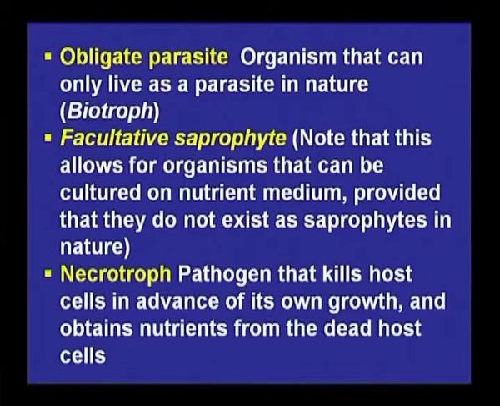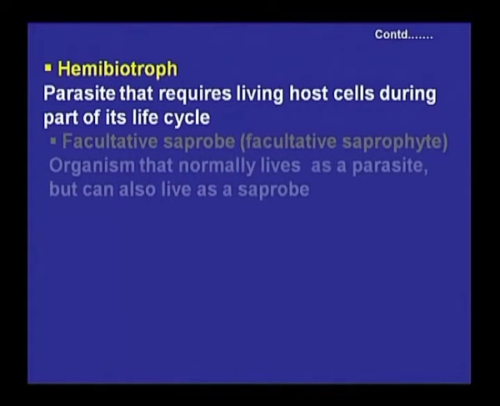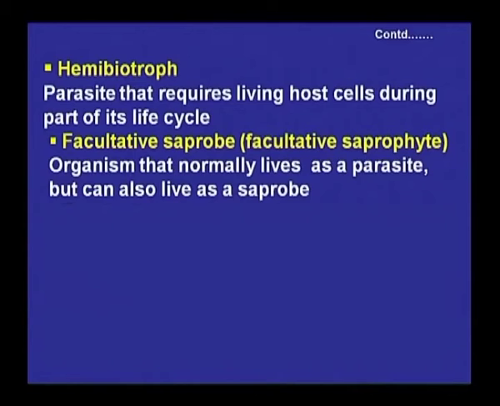Necrotrophs are those pathogens that kill host cells in advance of their own growth and obtain nutrients from the dead host cells. Then hemibiotroph: a parasite that requires living host cells for completing part of its life cycle is called a hemibiotroph. Facultative parasites are those organisms that normally live as a parasite, but can also live as a saprophyte.